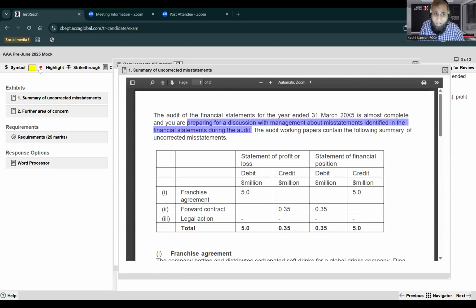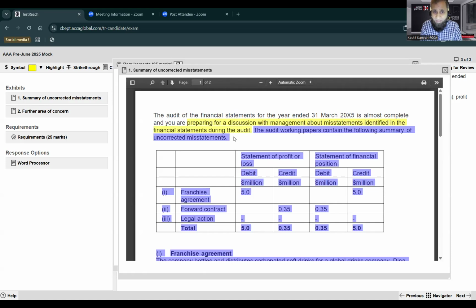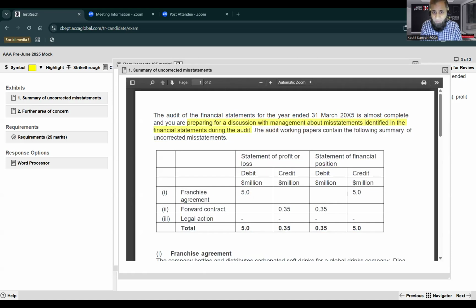So what is the table telling us? The table is telling us about the misstatements you have identified, and you will discuss these misstatements with management. The audit working paper contains the summary of the uncorrected misstatements, which you would like to discuss with management. So the misstatement is already given.